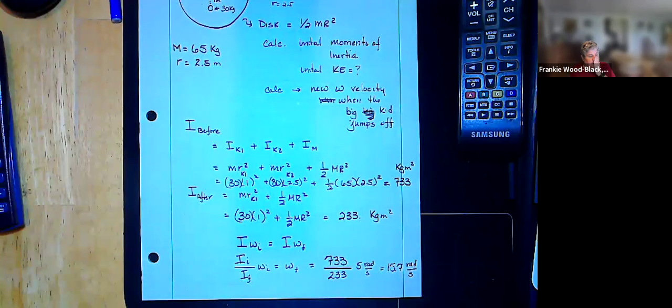So that gets you a nice idea of how to work some of these problems that you've got.